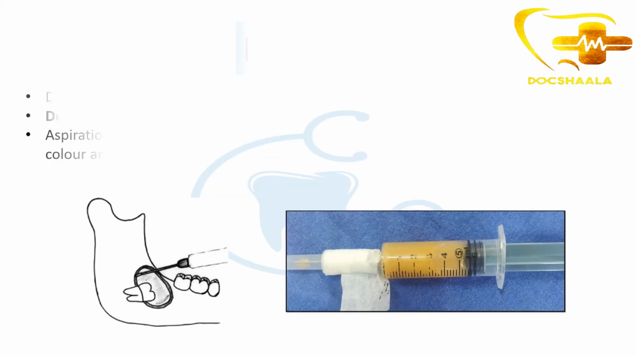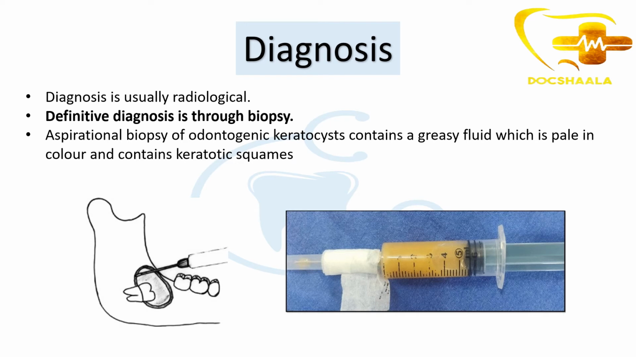Coming to the diagnosis, it is usually an incidental radiographic finding. Apart from that, a definitive diagnosis is through biopsy. Biopsy is the definitive diagnostic method for OKC. The aspiration biopsy, performed like this, yields a greasy fluid which is pale in color and contains keratotic squames. This is the fluid displayed here in this syringe.